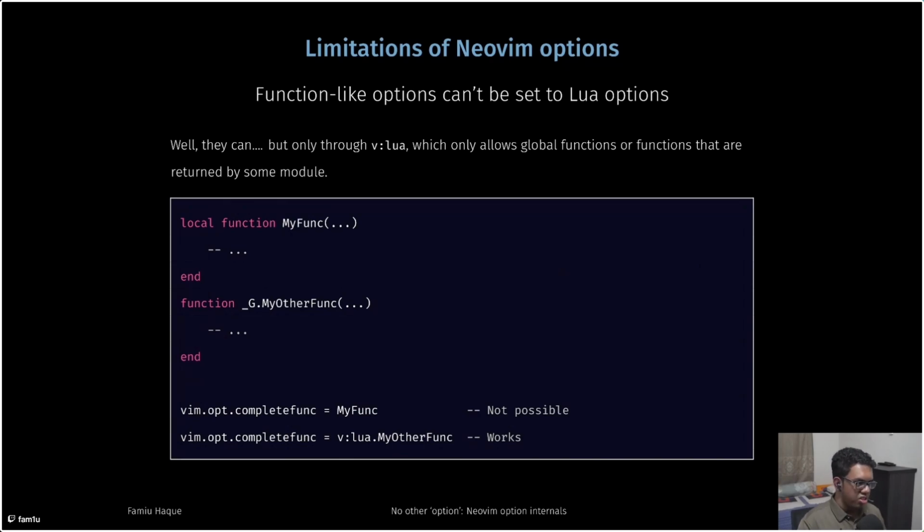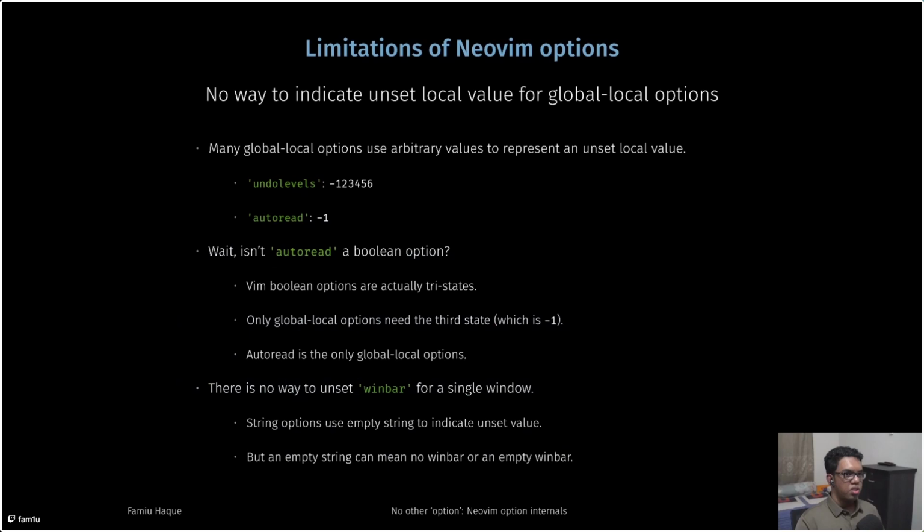That's another limitation. Next, I want to talk about there being no way to indicate an unset local value for global-local options. The first problem this causes is that many global-local options have arbitrary values that represent an unset local value, because otherwise how are you supposed to indicate an unset local value if you don't have a specific type or value for it?